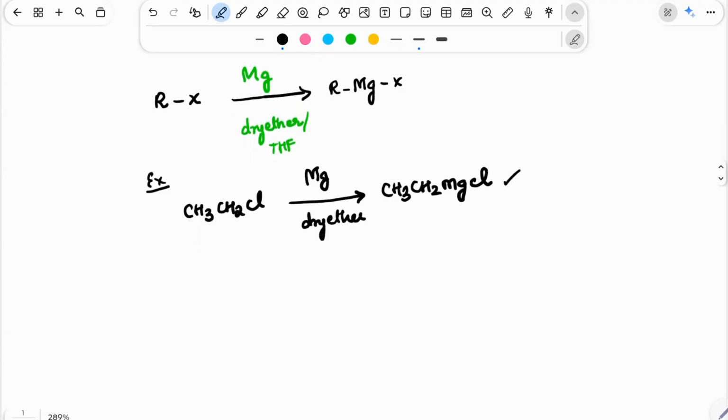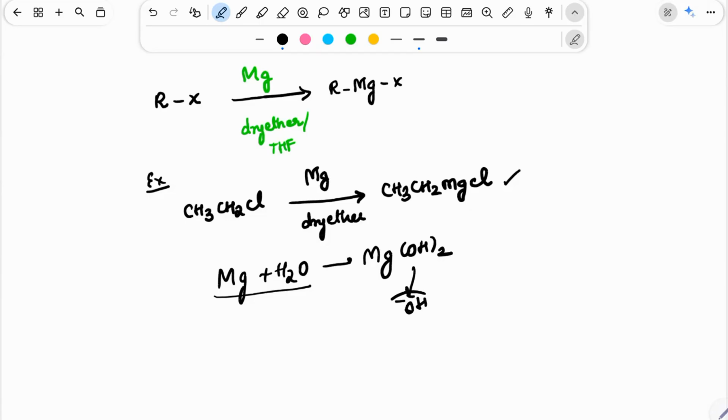Now, why can't we use water or any protic solvent? Two reasons. First reason, Mg can react with water, because it is a very reactive metal, no? So it can produce Mg(OH)2, which is a base that can release OH minus. This OH minus can react with RX in a substitution reaction. We can get alcohol as a product. That is the first reason why we shouldn't use water.